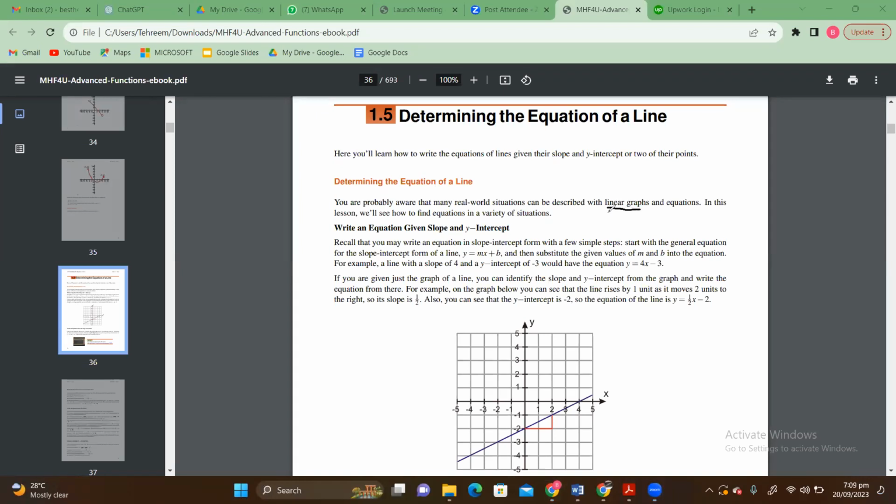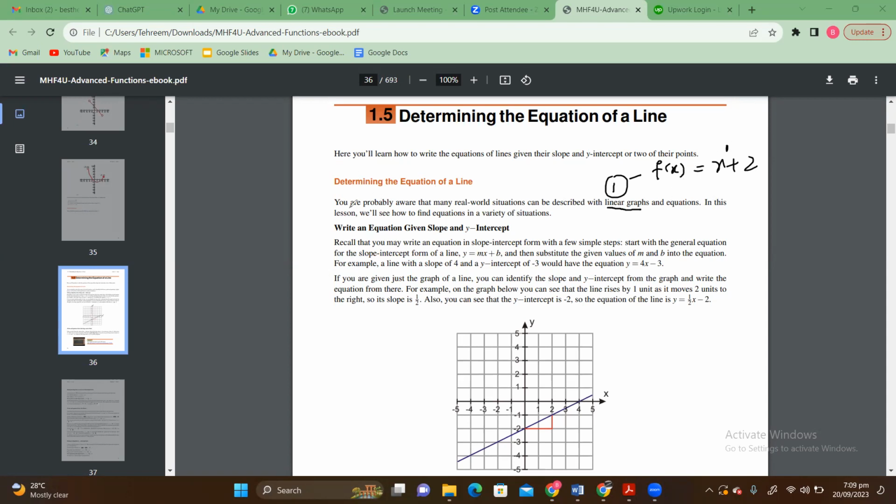The word linear means? Linear means one. It means the graphs of the functions that have a straight line, or the functions that are linear, meaning the maximum power of the variable is 1. Maximum power of the variable is 1.